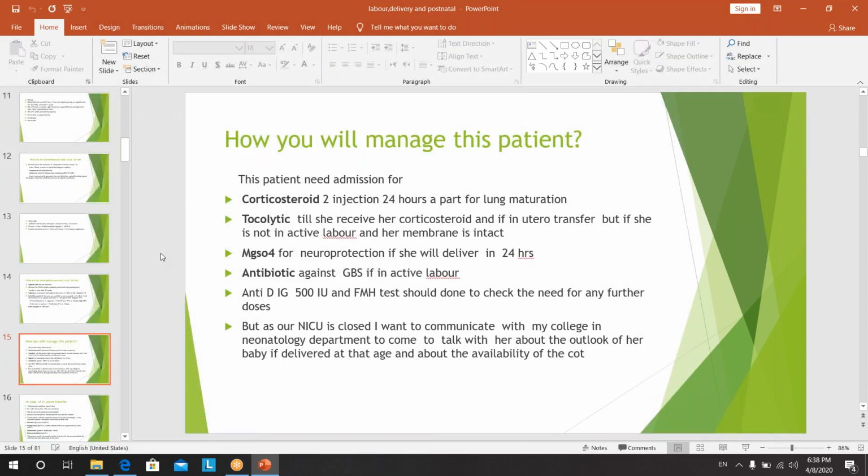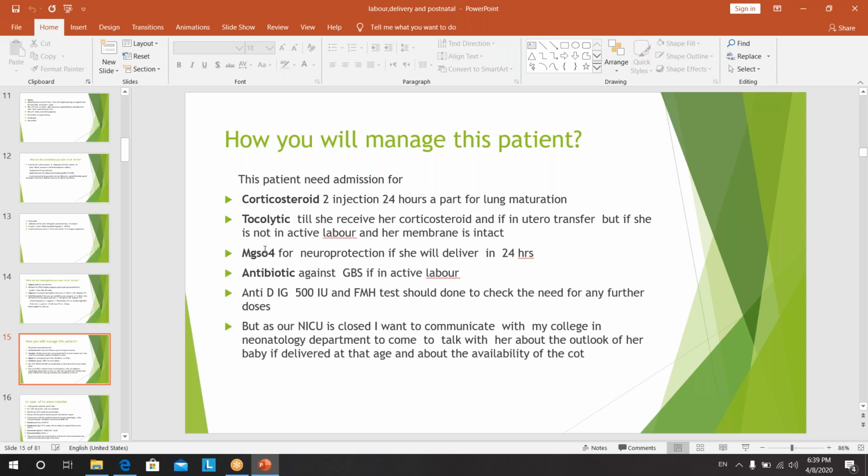The examiner will tell you that you diagnosed that this patient is in preterm labor. So how will you manage this patient? First, you have to say this patient needs admission. This is a safety point. This patient needs admission. She is in preterm labor. What will she have in this admission? Four things. Don't forget any one of them. Four things in preterm labor.